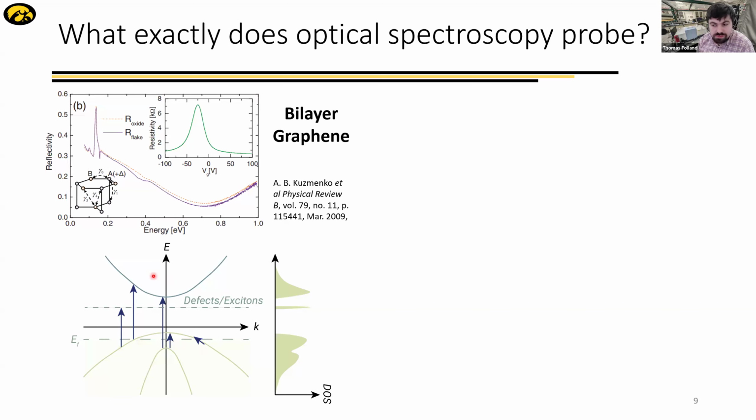And so, one limitation, the drawback of optical spectroscopy, is that we measure everything at once, which means, especially for materials with lots of bands, sometimes it can be hard to disentangle what's going on. But one of the real strengths of optical spectroscopy is that we have really, really good energy resolution.